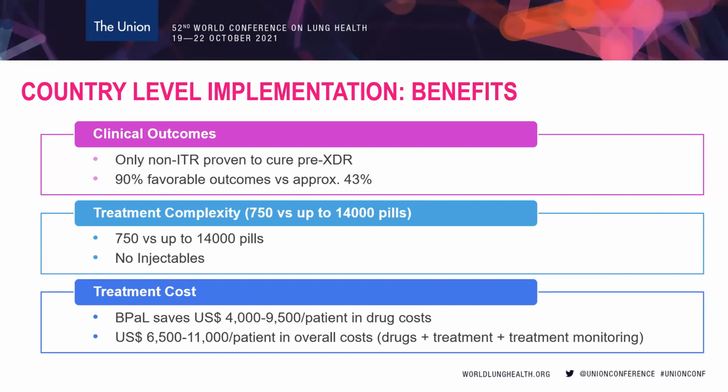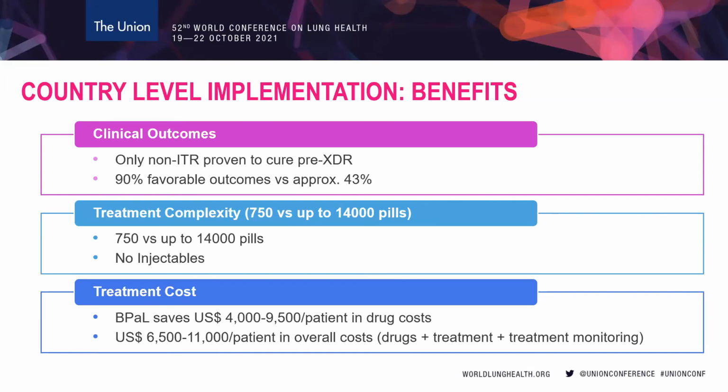Then the second thing is to look at the treatment complexity. So the BPaL regimen can be about 750 pills total per patient per treatment journey, versus an up to 14,000 pill load for other regimens. And then obviously the added benefit of no injectables.